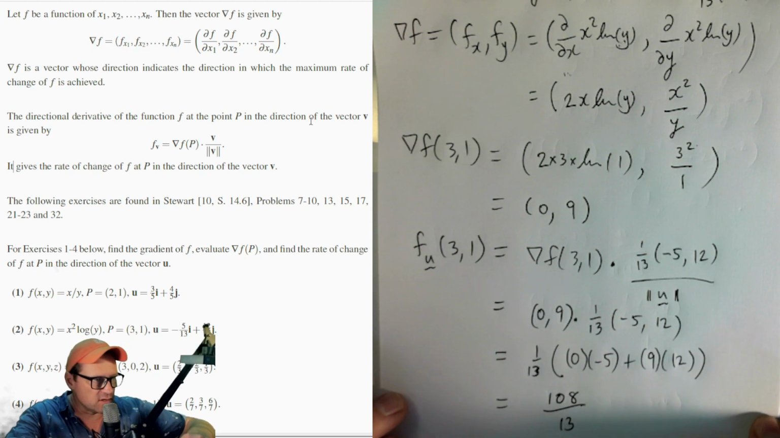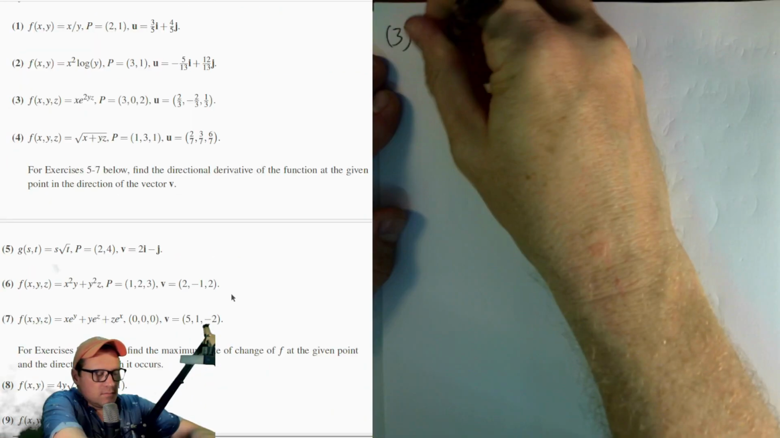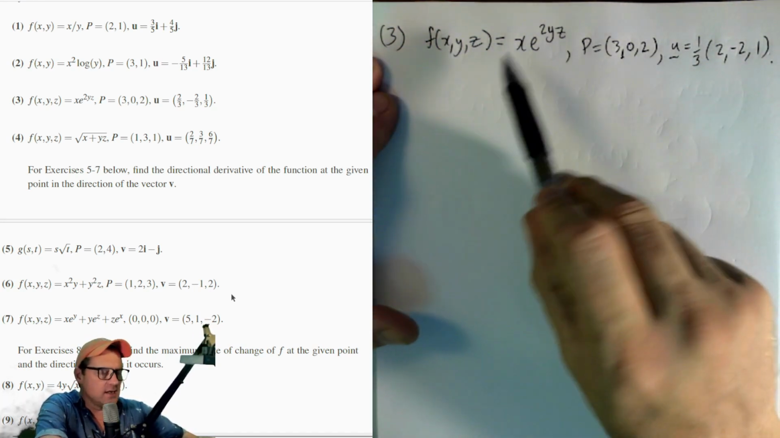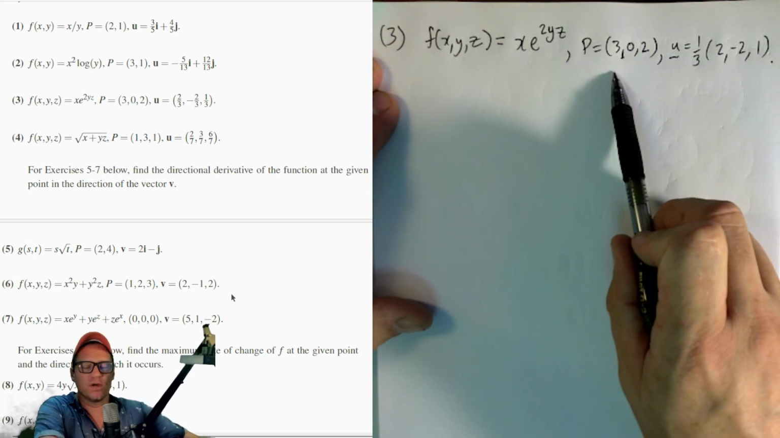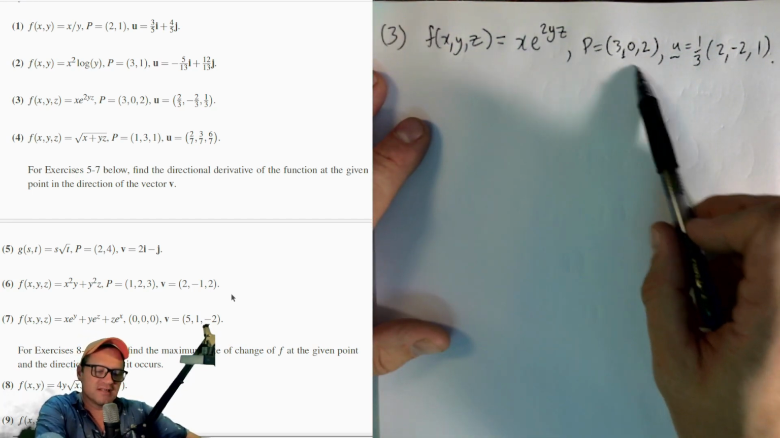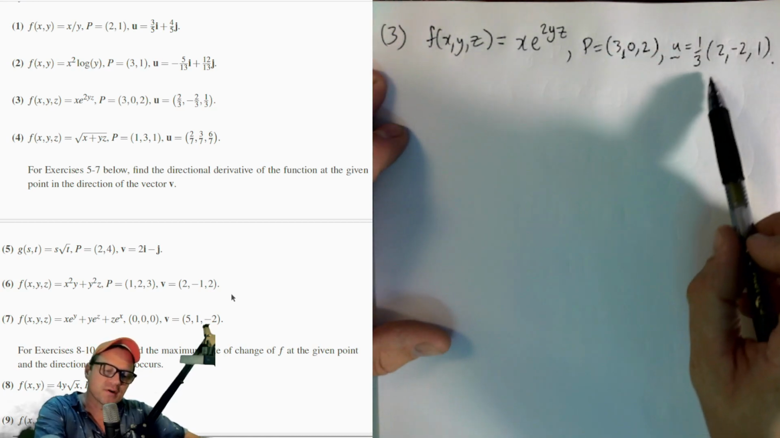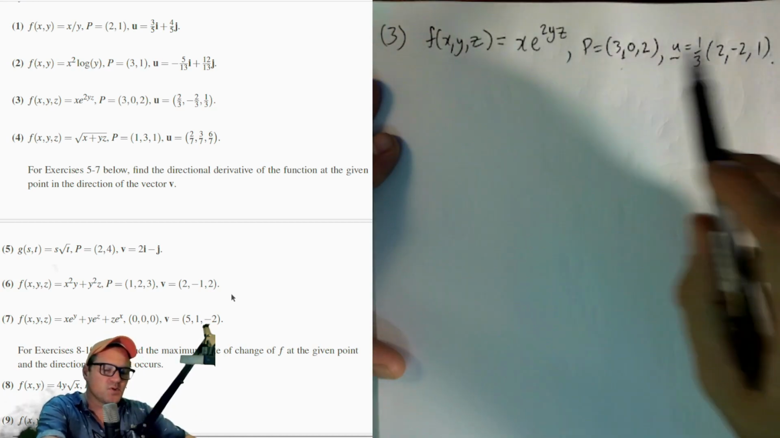All right, let's move on to question 3, and I'll scoot this up so you can see it. In question 3, we have a function of x, y, and z. You can see x, y, and z appear in this function. We have the point, a 3-dimensional point, (3, 0, 2), and we have a vector in 3-space, 1/3 of (2, -2, 1). So function, point, vector.